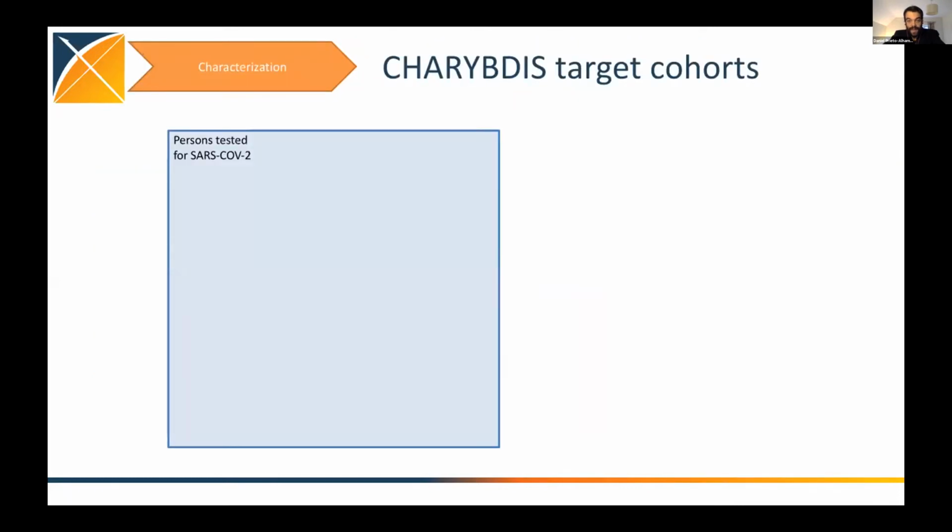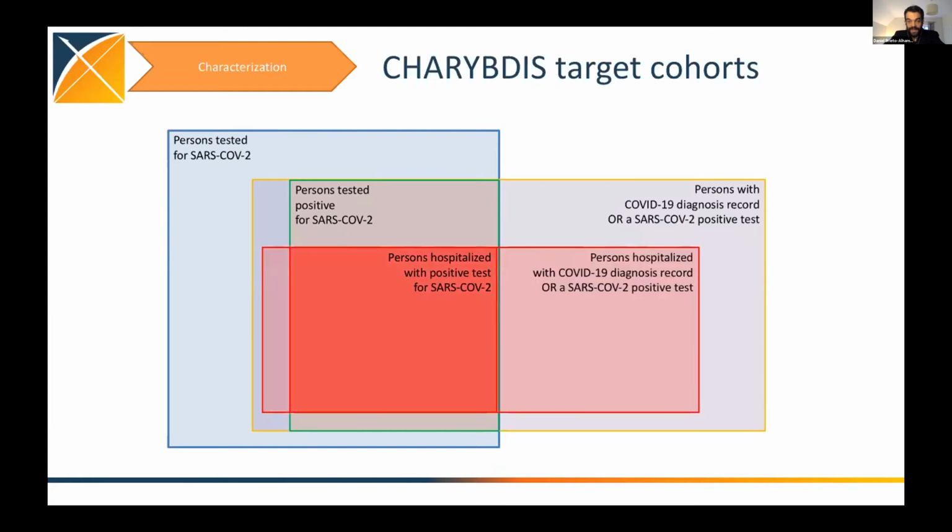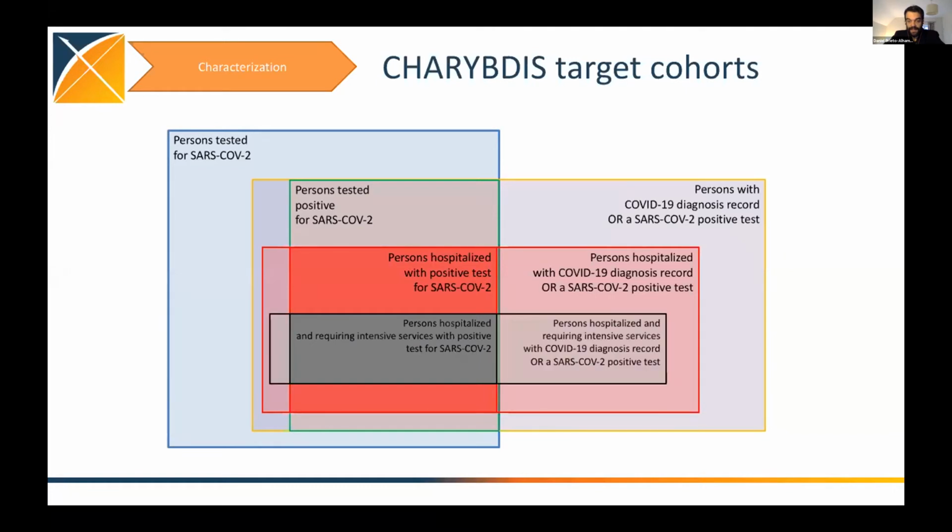So this is what we did. We had our largest cohort of more than 4 million people tested for the virus. A subgroup of those would be people tested positive, so therefore infected with COVID-19 or with SARS-CoV-2. We then had a subgroup of people, some of them were tested, some of them weren't, that had a clinical diagnosis or a positive test. We then had people hospitalized with a positive test, people hospitalized with a positive test or at least a diagnosis. And finally, we also had people who were admitted in intensive services.